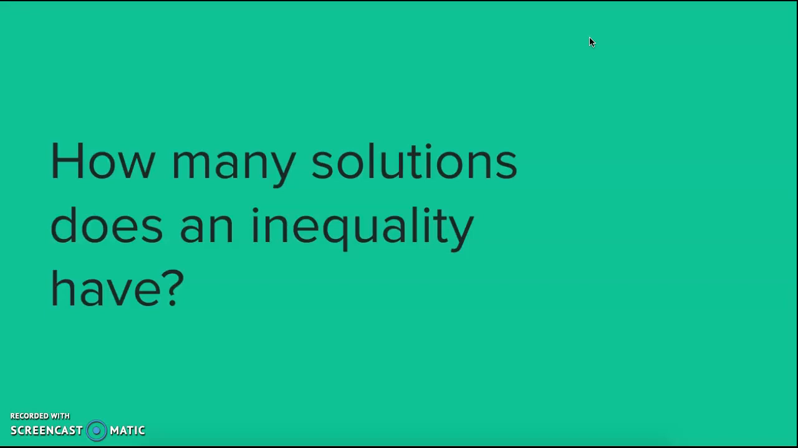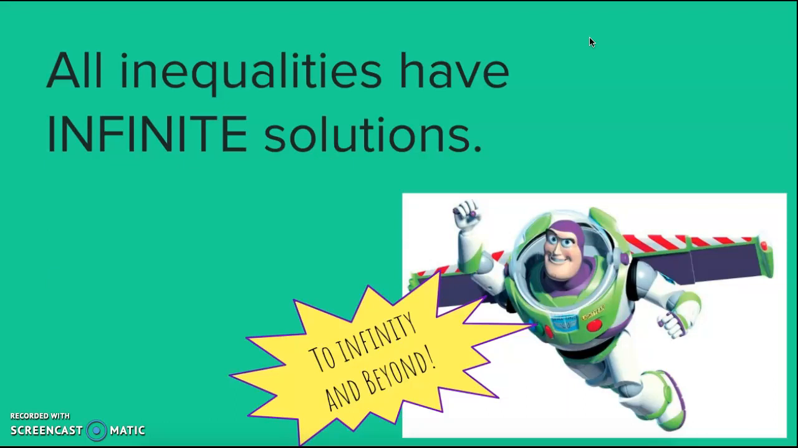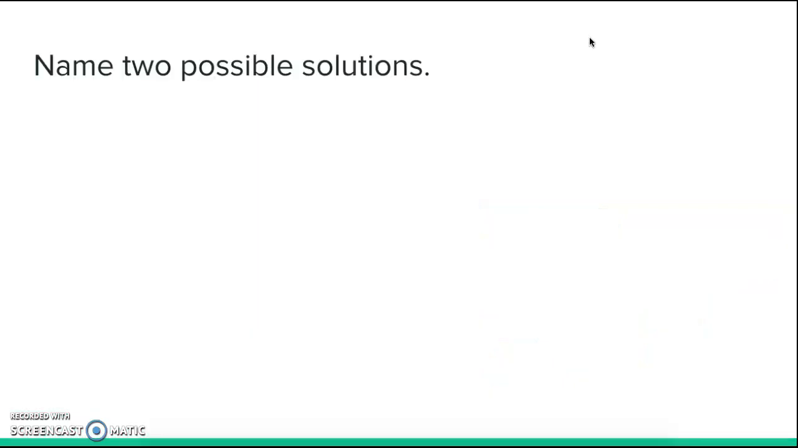This is what I like to call the Buzz Lightyear question, because how many solutions does an inequality have? They all have infinite solutions, like Buzz Lightyear says, to infinity and beyond. All inequalities have infinite solutions. We could list the numbers that are greater than 3 forever and never run out of numbers. So what we do instead is we just give a couple of possible solutions.